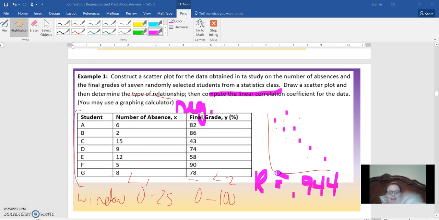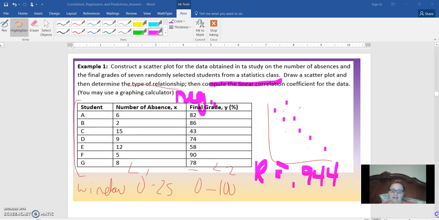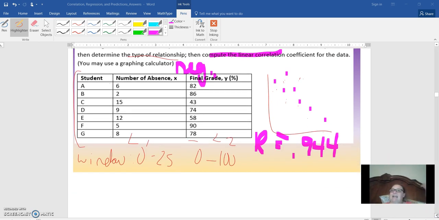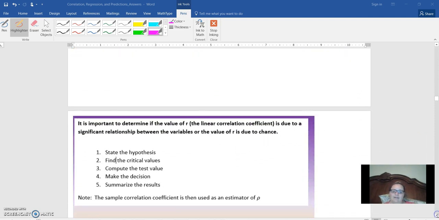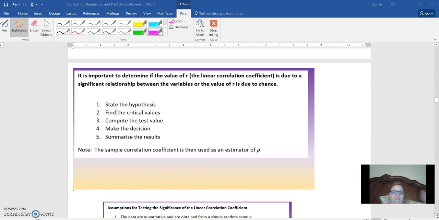Alright, so we have a negative, which obviously makes sense because the graph is negative. And it's negative 0.9, which is close to 1. If we got a negative 0.6 or a negative 0.4, then that doesn't really tell us that much. It has to be close to 1 or negative 1. Otherwise, there's probably not a relationship. All right. So we have determined the R value.